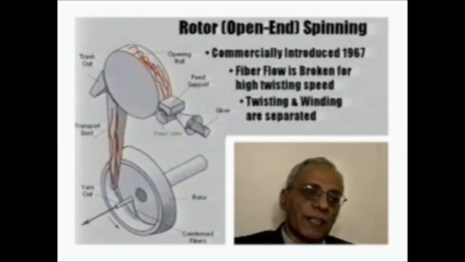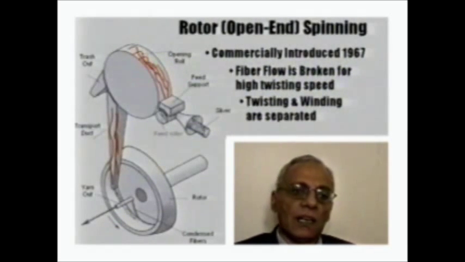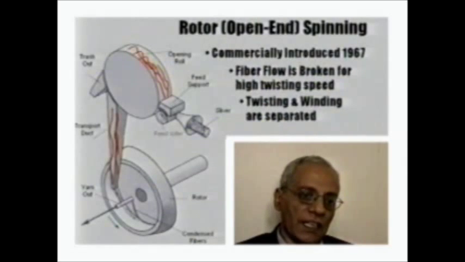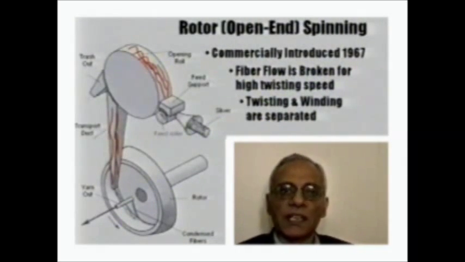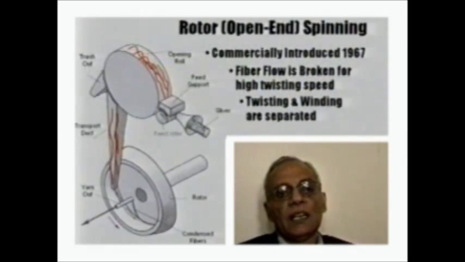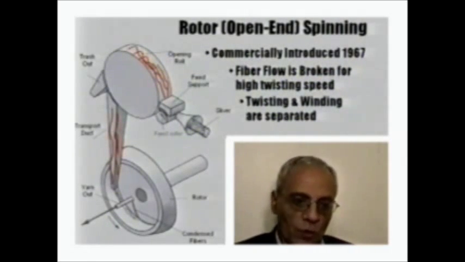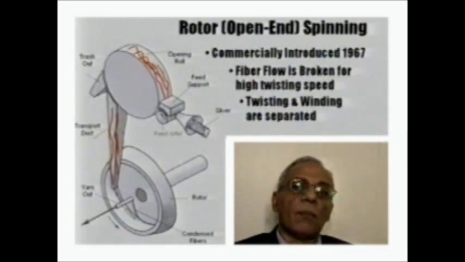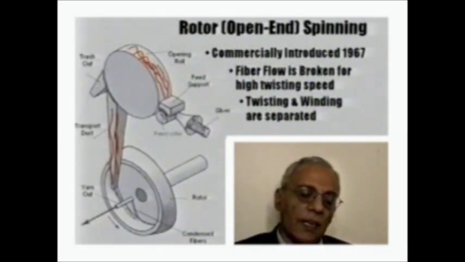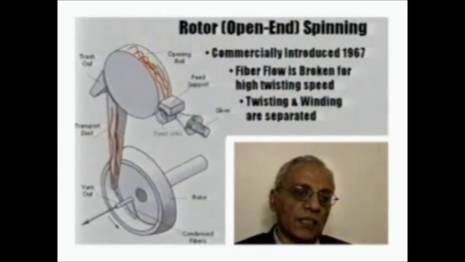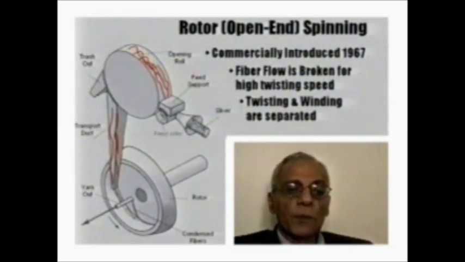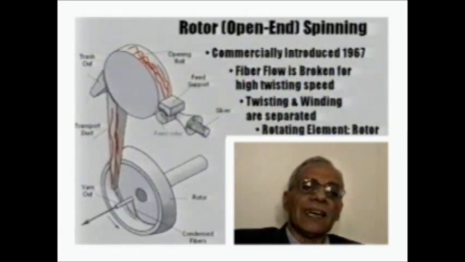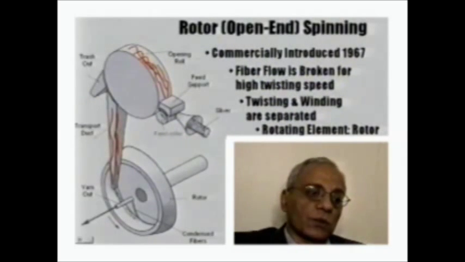It was based on separating the twisting and the winding, which is a key limitation in ring spinning. The fact that both twisting and winding, as we mentioned early, in ring spinning are interconnected or associated with one another, limits the possibility of increasing the rotational speed and increasing the production. And more importantly, now we have a rotating element that is a very small rotor.